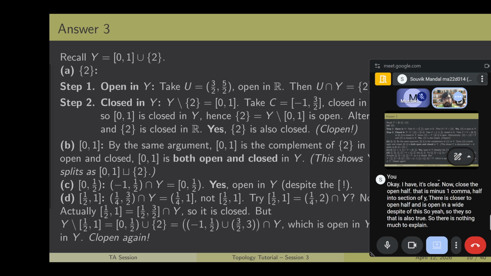And [1/2, 1], that is (1/4, 3/2) intersection Y. We can write this as well: that is (1/4, 1], and this is not [1/2, 1]. So in that case, what we need to check is [1/2, 1]. In any way, Y minus [1/2, 1] is equal to [0, 1/2) union {2}, that is equal to (-1, 1/2) union (3/2, 3) intersection Y, which is open in Y. So that is clopen again, okay?